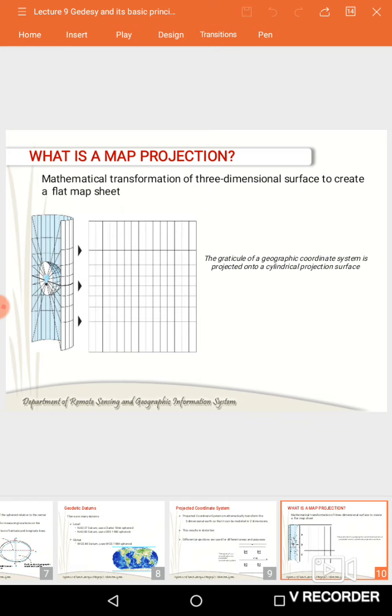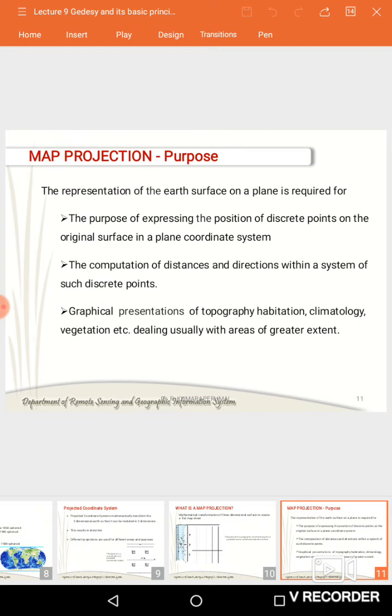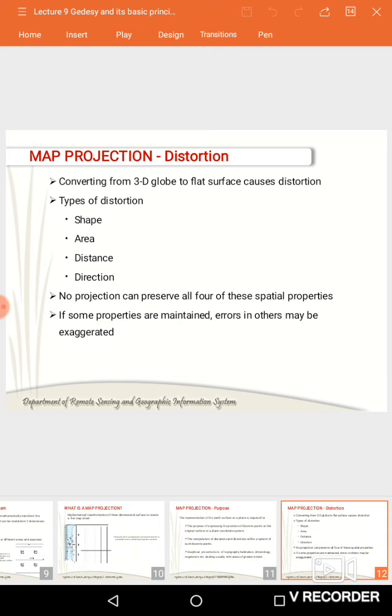And next we'll see the map projection. It is nothing but the transformation of 3D to a 2D flat map sheet, and is known as map projection. The purpose of map projection is to compute the distance or direction within the system, and also to represent the graphical model of the surface, and to know the original surface of the plane in the coordinate system. Distortion will occur in shape, size, distance, and also in direction while converting 3D to flat surfaces.